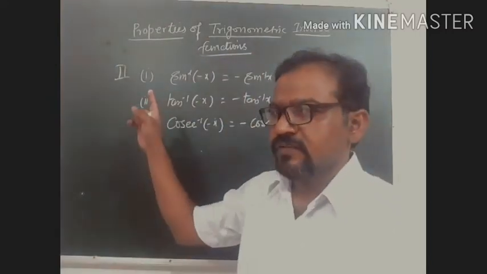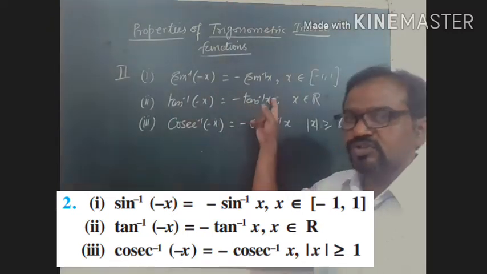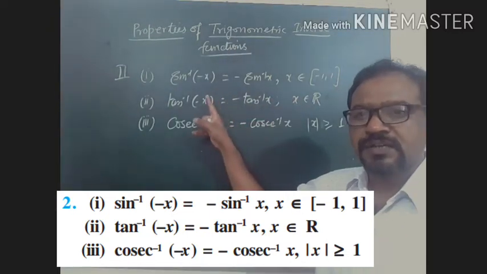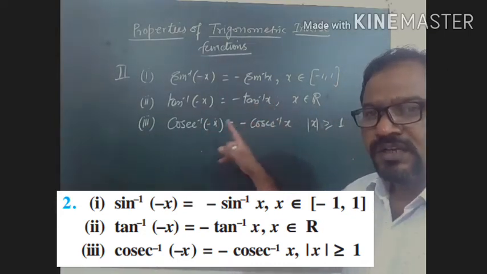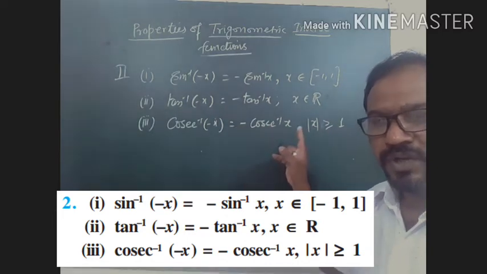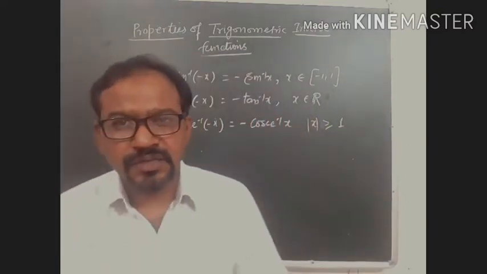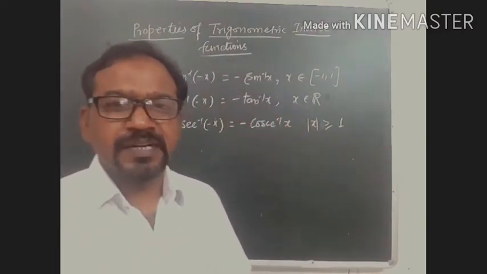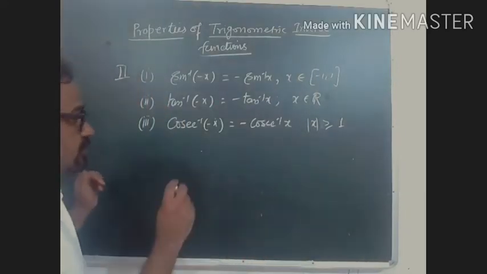Next, the second property. The second property is sine inverse minus x equals minus sine inverse x, where x belongs to minus 1 to 1. Second part, tan inverse minus x equals minus tan inverse x, if x belongs to R. And third part, cosec inverse minus x equals minus cosec inverse x, for modulus x greater than or equal to 1. In this property, we will also prove a single part, the first part, and similarly you can prove the second or third part.